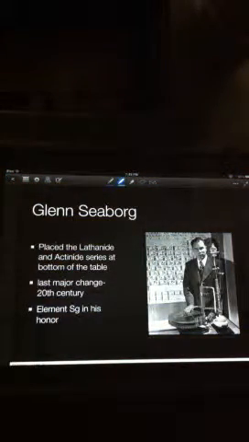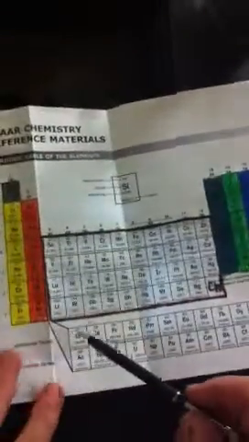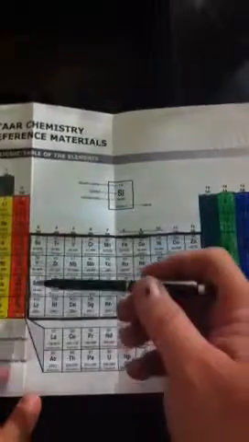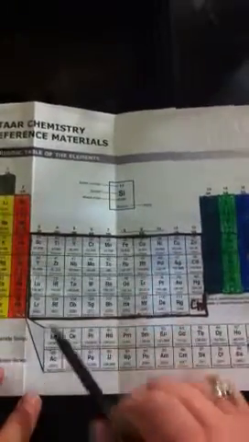Okay, Glenn Seaborg, he's awesome. He gets an element all to his own because of what he did. He placed the lanthanide and actinide series in the bottom of the table. Now, this group, it always changes depending on what periodic table you're looking at. Lanthanide and actinide on y'all's periodic table appears here. On other periodic tables, they appear here. They're bounced back and forth.